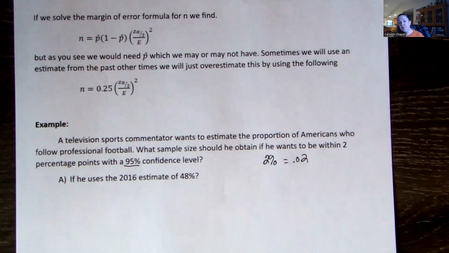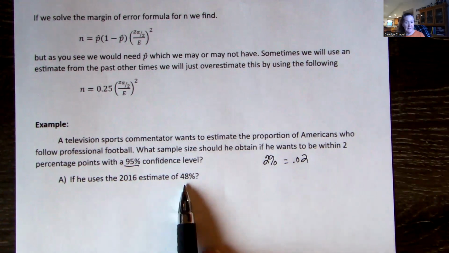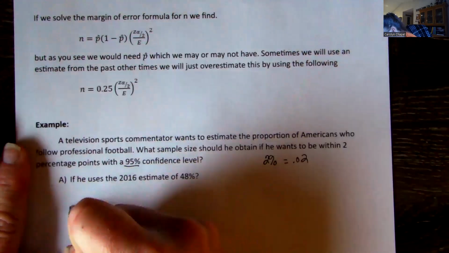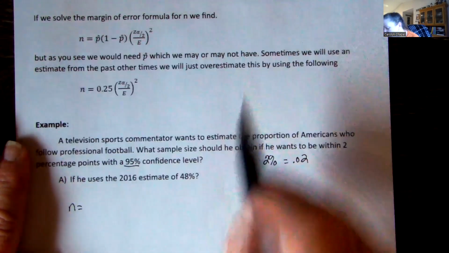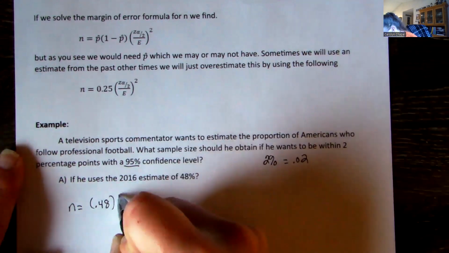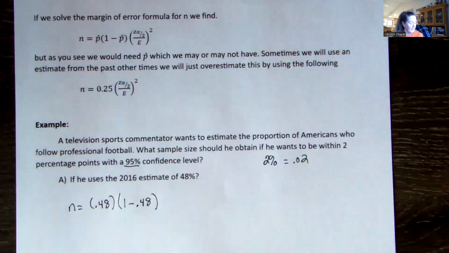All right. First of all, he's doing this now. And because we could find out what the professionals did, they went back and did it in 2016, and they got an estimate for their population proportion of 48%. So he's going to use that first to see how many people he needs to go out and survey. So we're going to use our wonderful formula, and our p hat will be this 48%. And then we'll have 1 minus 0.48. My z alpha over 2, we have to find that.